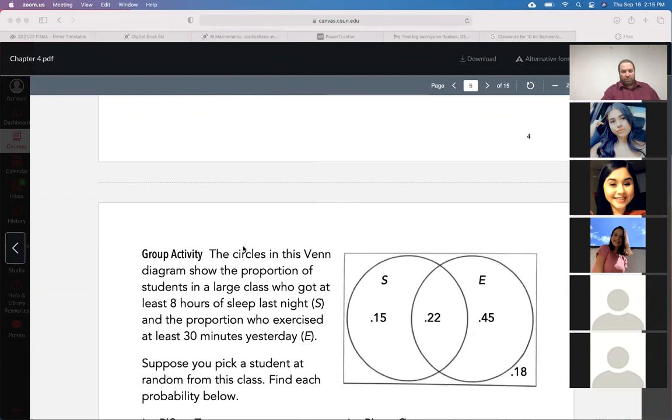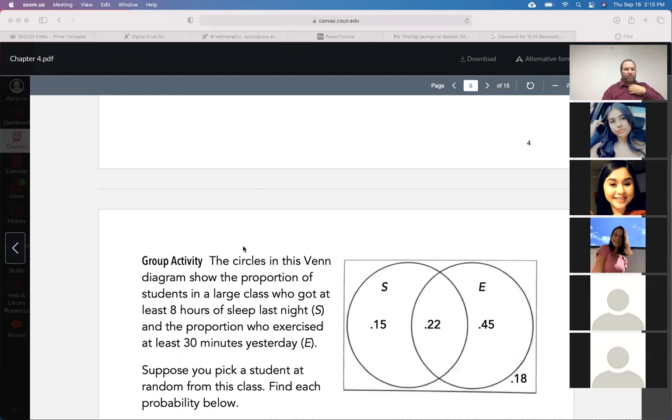So the circles in this Venn diagram show the proportion of students in a large class who got at least 8 hours of sleep last night. That's the S circle. And the proportion who exercised at least 30 minutes yesterday, that is the E circle. Of course, you also have the outside. And what does this 18% signify?